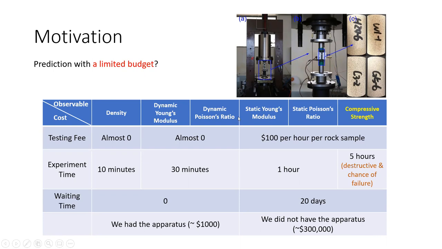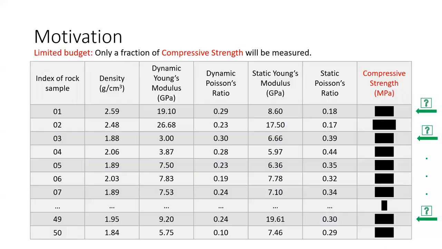One thing that is fortunate is that all of these parameters are not totally independent. It might be an appealing idea that if we can construct a prediction model based on density, dynamic and static parameters to predict the compressive strength, then we can save a lot of money and time. That's really important. But to do that, we first have to have a training set. That is to say, we measure only a fraction of the compressive strengths. Based on these measurements, as well as the other parameters, we can construct a prediction model, and use that model to do prediction.